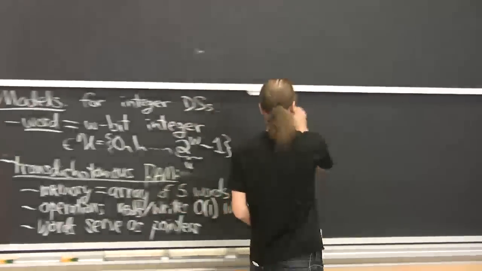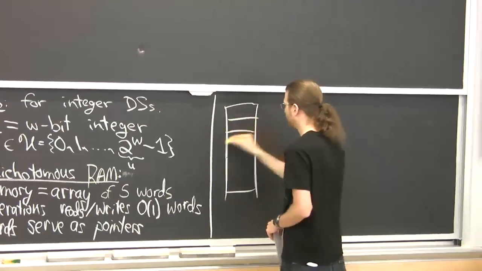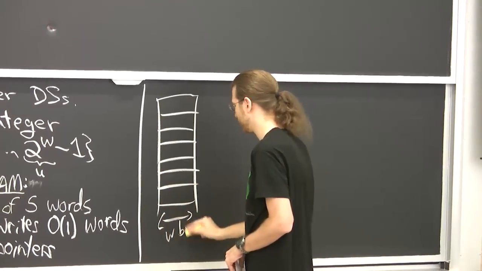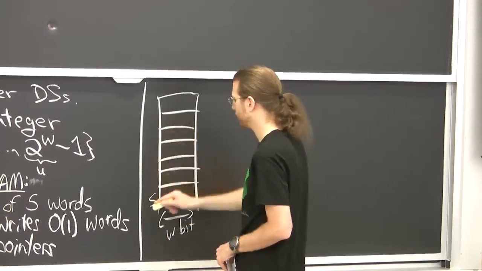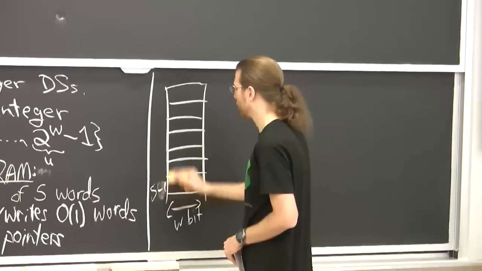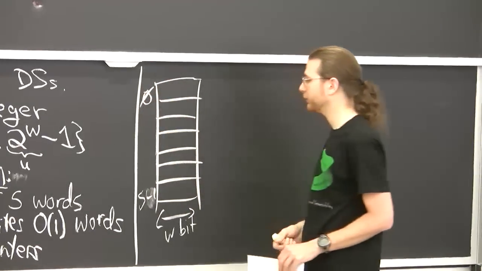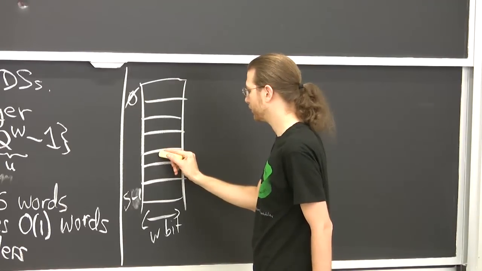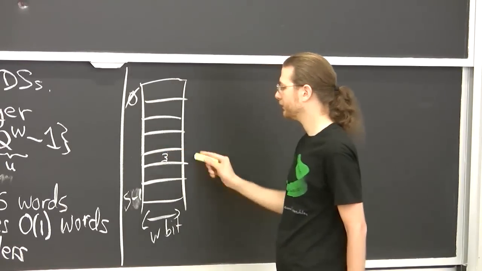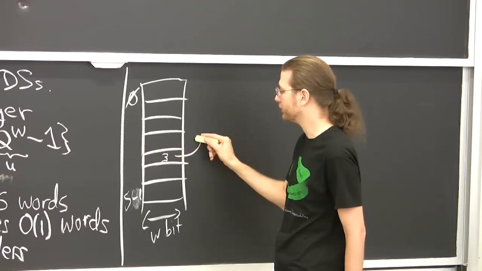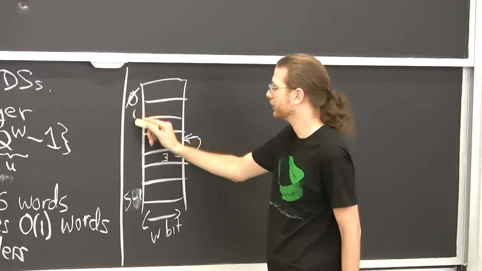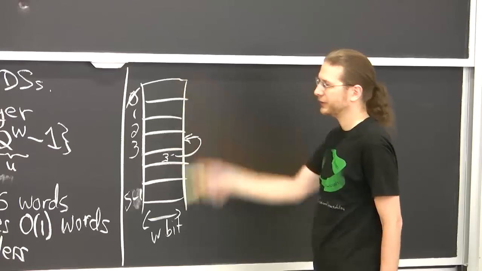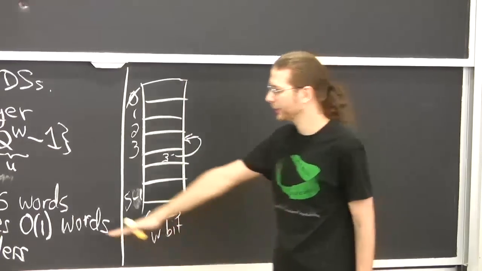Here's my memory of words. Each of them is W bits. There's S of them, from 0 to S minus 1. If you have the number 3 here, that can be used as a pointer to the third slot of memory: 1, 2, 3. You can use numbers as indexes into memory. So that's what I mean by words serving as pointers.